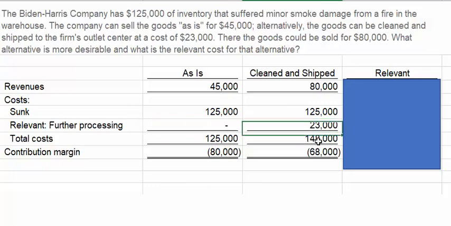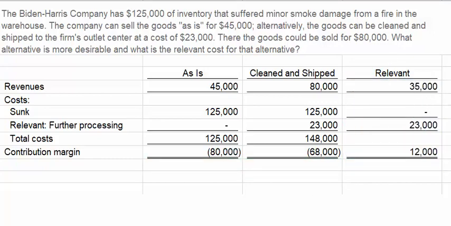Now, then the total cost would be 148,000. The contribution margin would be less than as is, so that tells us that the cleaning and shipping is the better alternative. Now, just for listing the relevant cost, I went over here and showed the relevant revenue of 35,000. That would be relevant because it changes between the alternatives, and the 23,000 also changes.